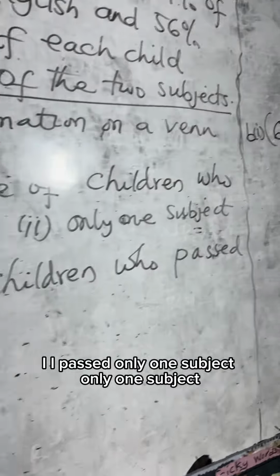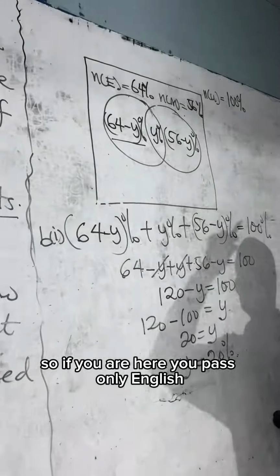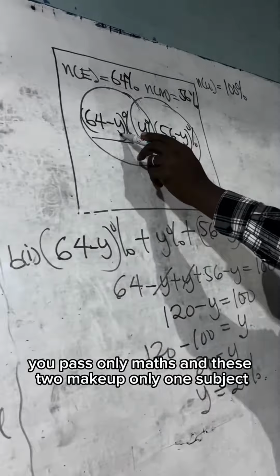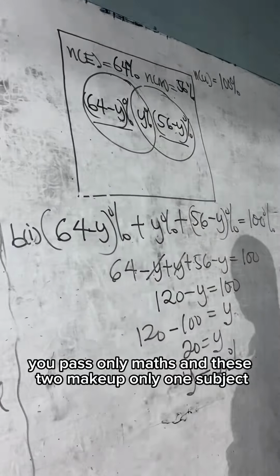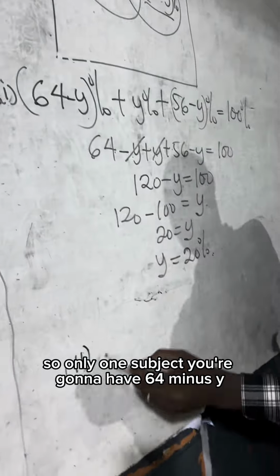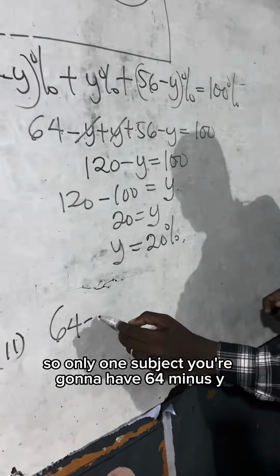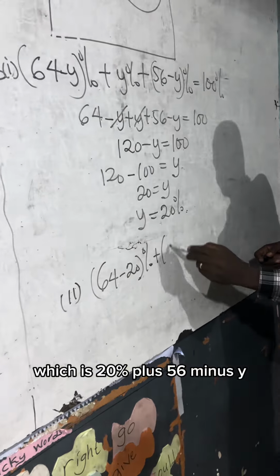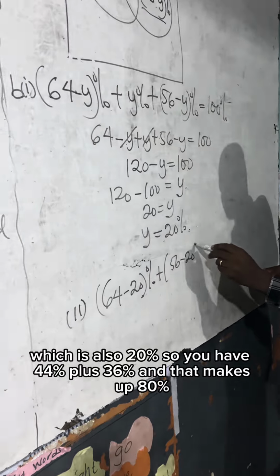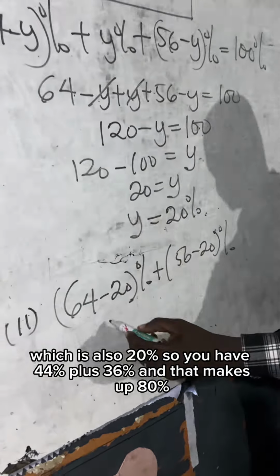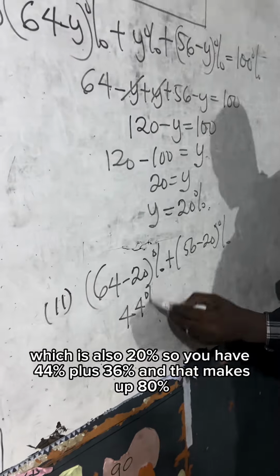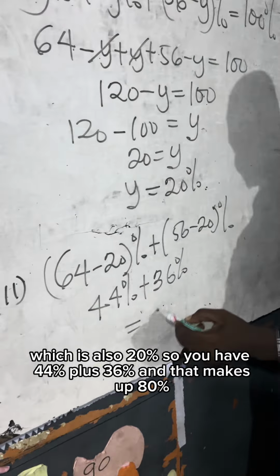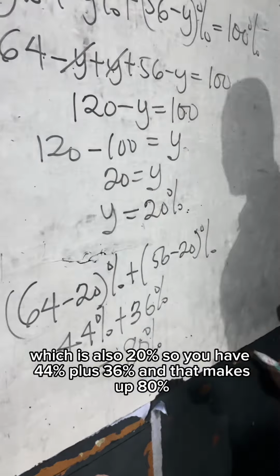Only one subject. So if you are here, you passed only English. If you are here, you passed only maths. These two make up only one subject. So for only one subject, you are going to have 64 minus y, which is 44%, plus 56 minus y, which is 36%, and that makes up 80%.